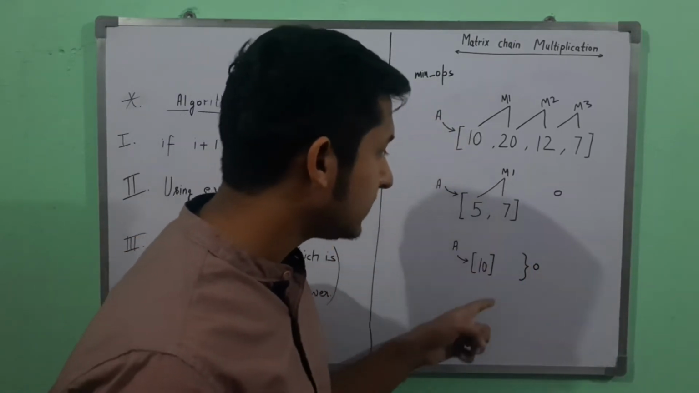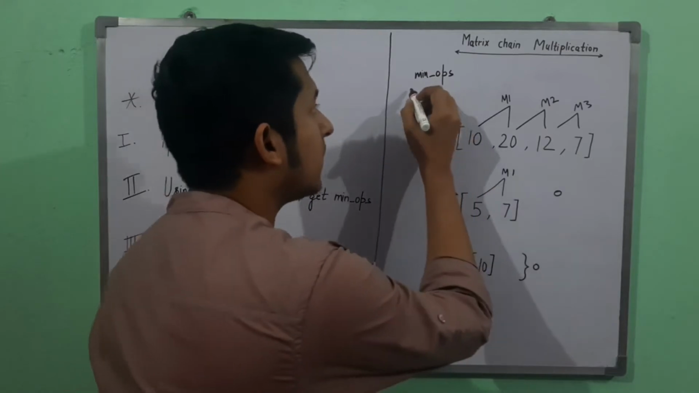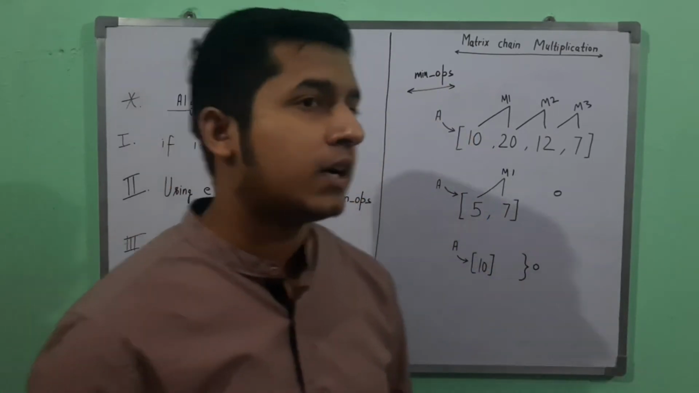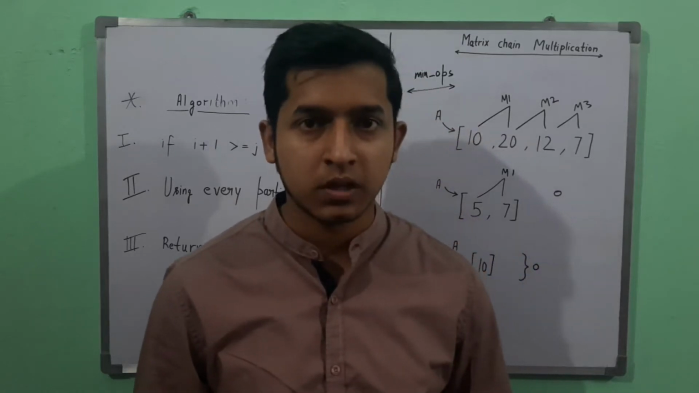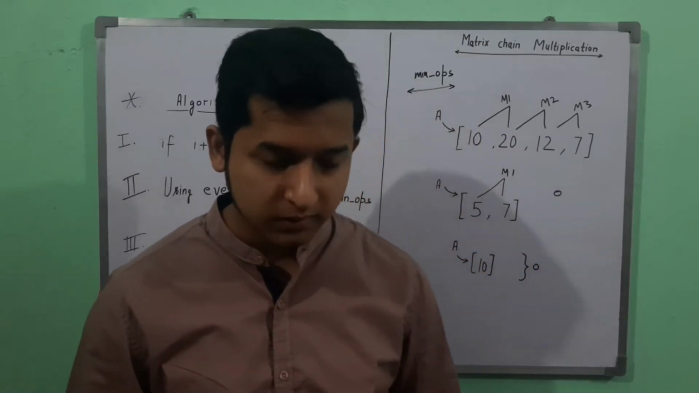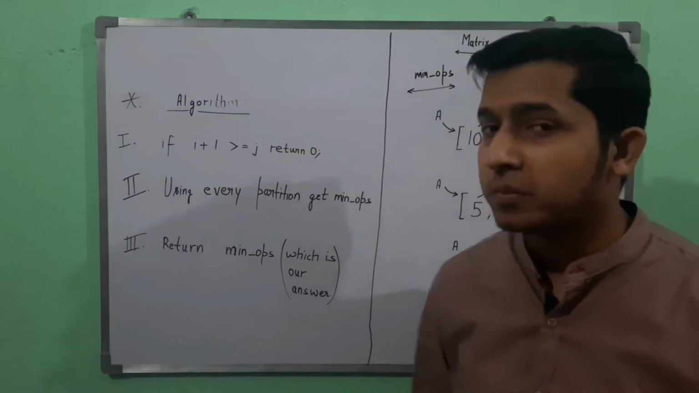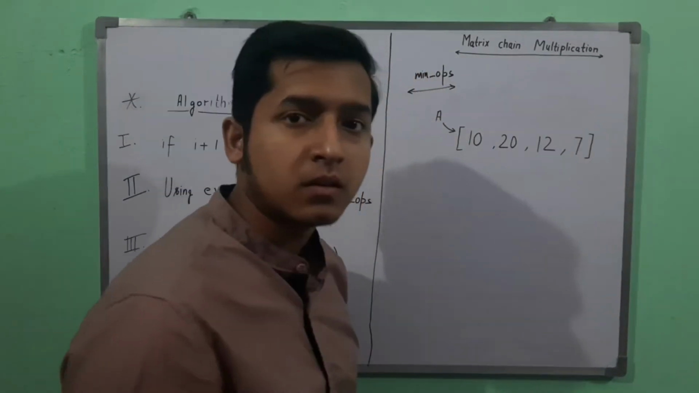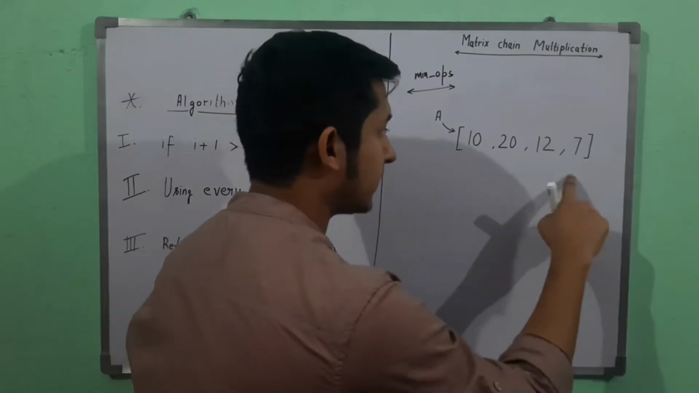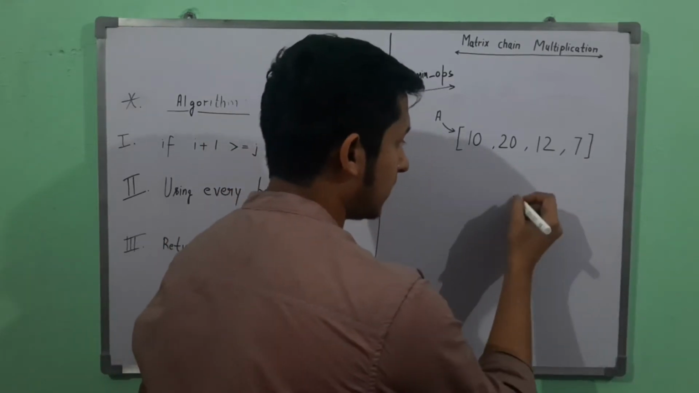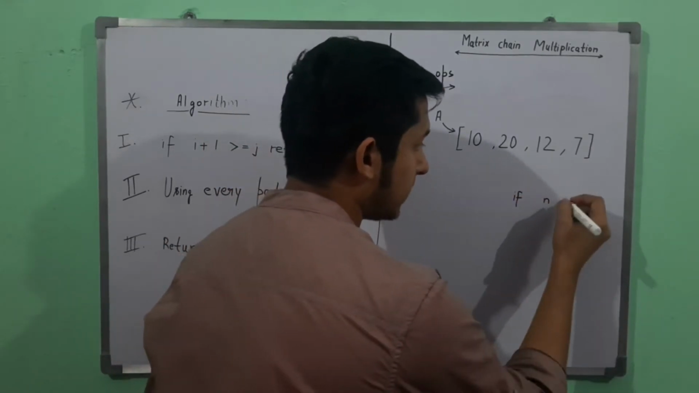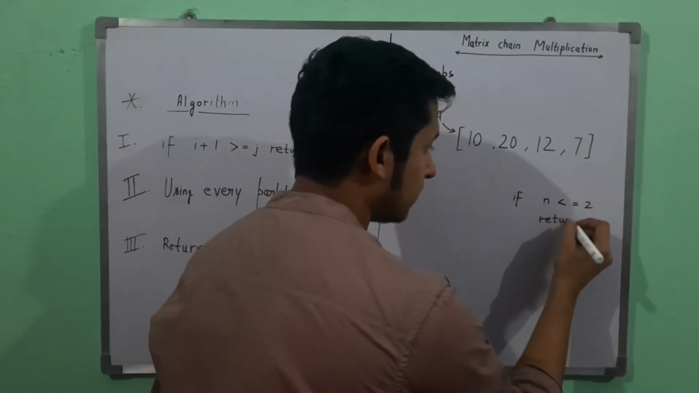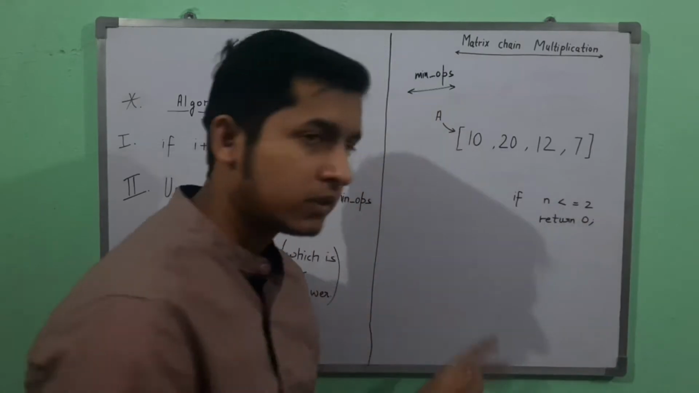Now after understanding all these cases and getting what we have to return, the minimum number of operations to get all of them multiplied, I'll first tell you the brute force solution. And for that, I got this algorithm right over there. But before telling you the algorithm, let me make you understand how it works. So now we understand for a given matrix with size n, if n is less than or equal to 2, then return 0.